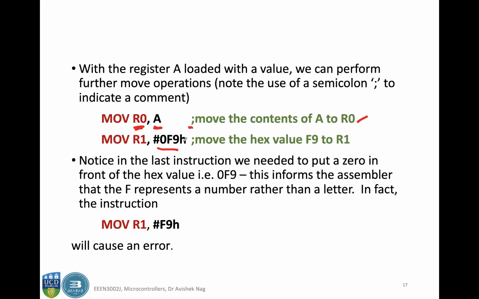Then let's take another example. We are moving this hex value, which is data denoted by this symbol, to register R1. Notice that here we put a 0 in front of the hex value, and this informs the assembler that the F represents a number rather than a letter. Now if you write it without the 0, this will cause an error. So whenever you have a hex number that has a letter at the leftmost place, you precede it with a 0, otherwise there will be an error.